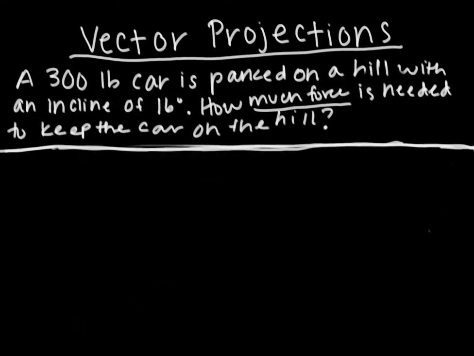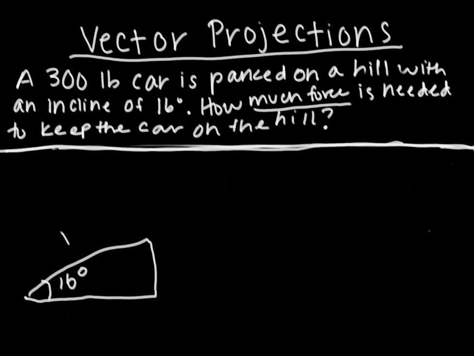Okay, so for our last problem, we're going to do a real-life application for vector projections. So the problem is we have a 300-pound car that is parked on a hill with an incline of 16 degrees. How much force is needed to keep the car on the hill? So first, you're going to have to draw a free body diagram because that'll help you solve this problem, giving you visual aid. So you have an incline of 16 degrees.